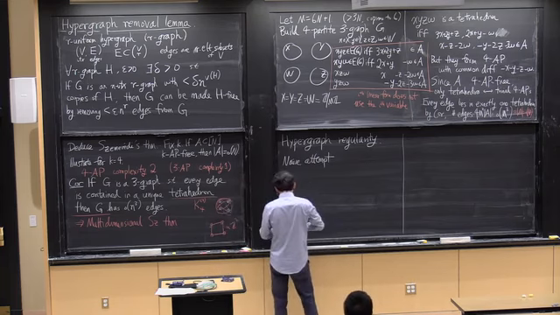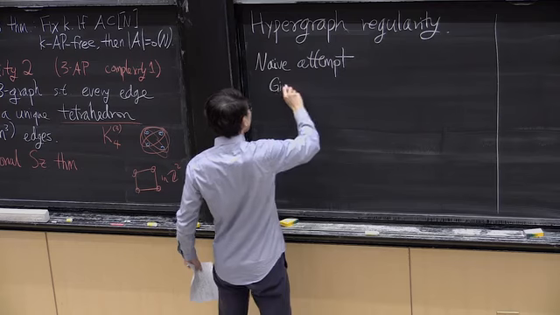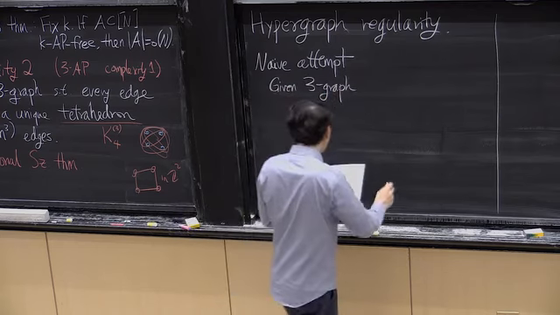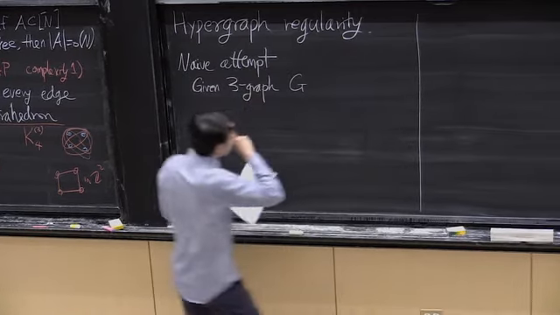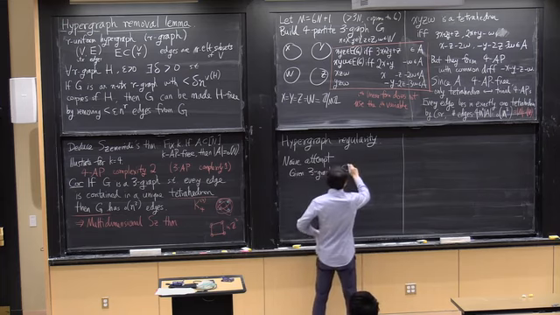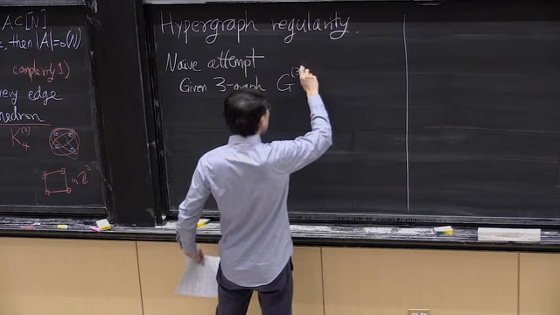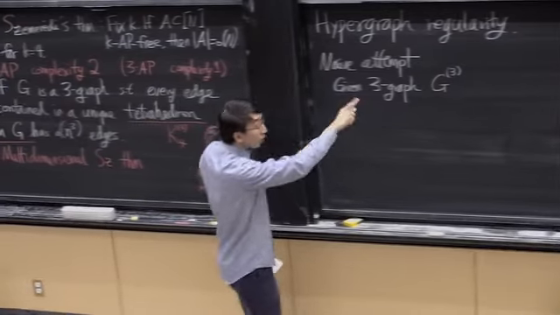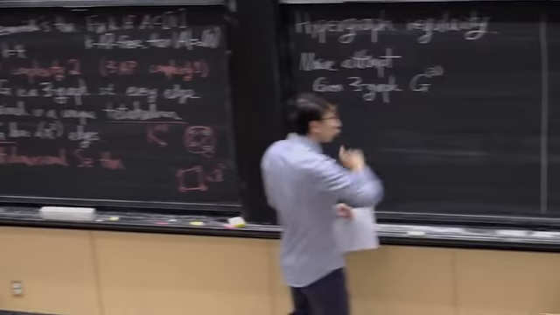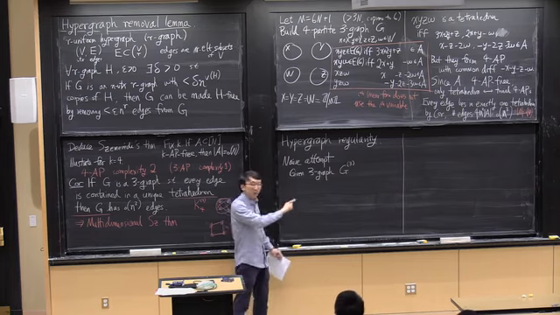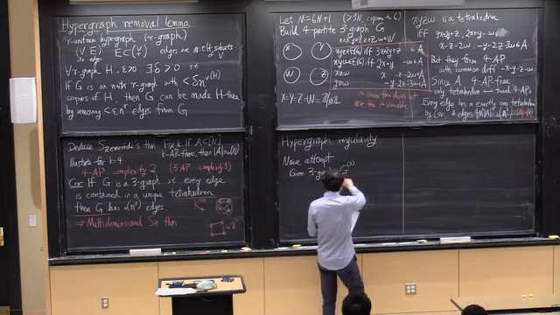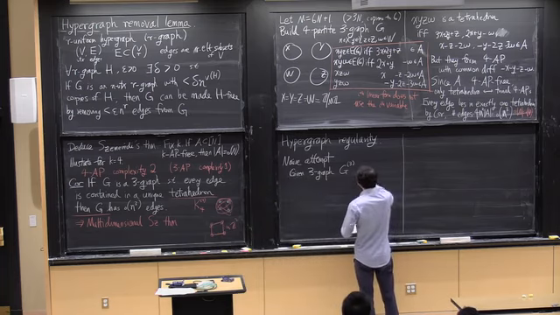So suppose you are given a 3-graph G. Just to help you remember the uniformity of each graph, I will denote it in parentheses in the superscript. In geometry, they also do this with manifolds: if you put an n on top, it's an n-manifold. But this 3 is for 3-graph.